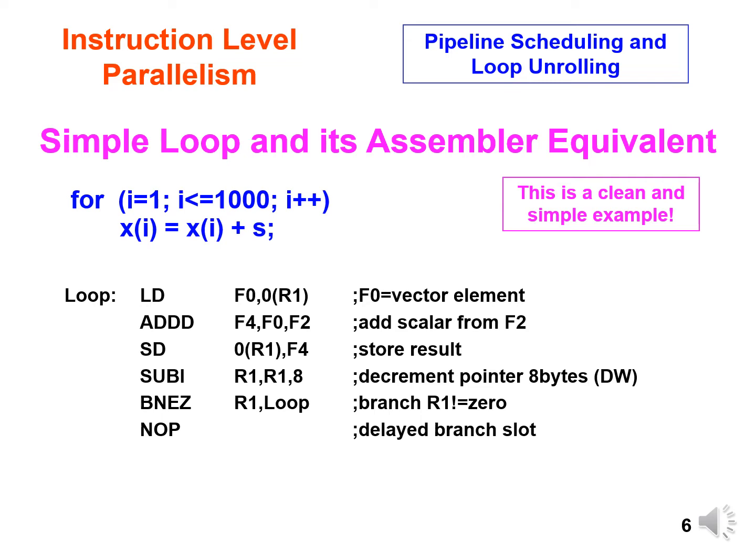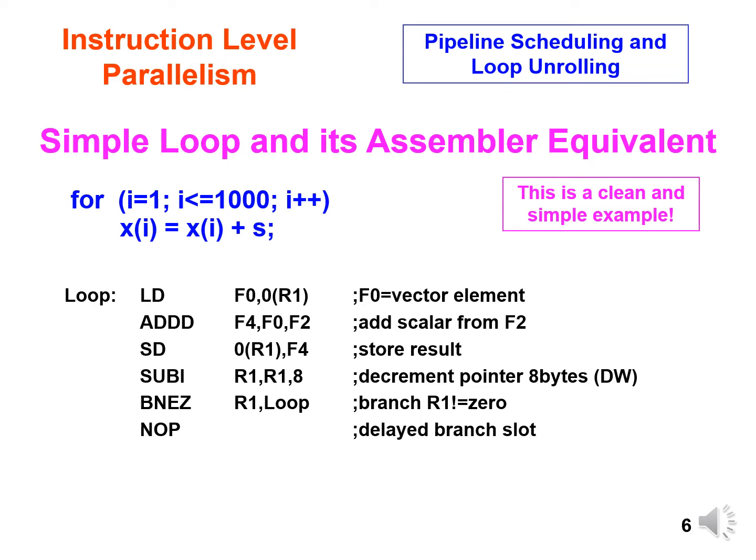Again we store F4 back at R1. Next, subtract R1, R1, 8, which is the decrement pointer. Next is the branch not equal statement, BNE R1, loop, which means R1 not equal to 0. So we have to execute this code until R1 gets 0.